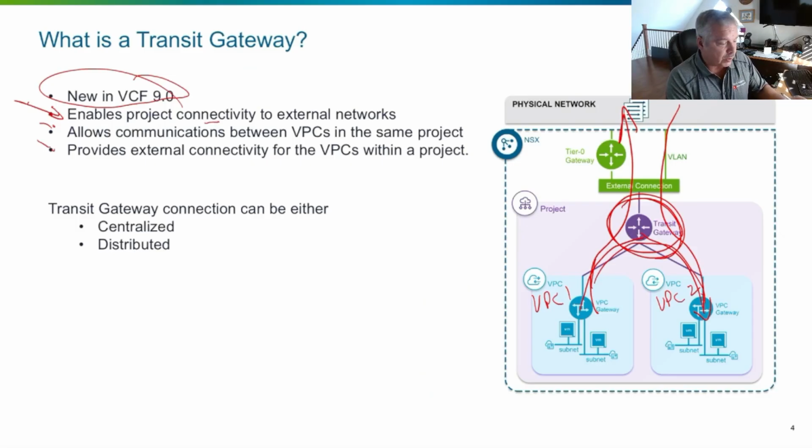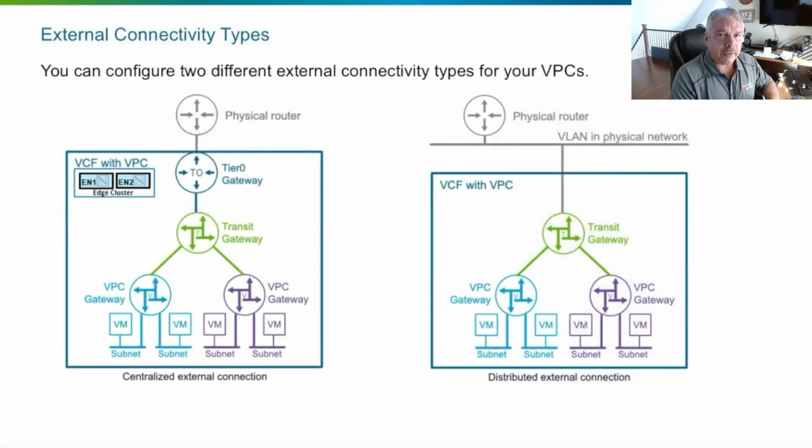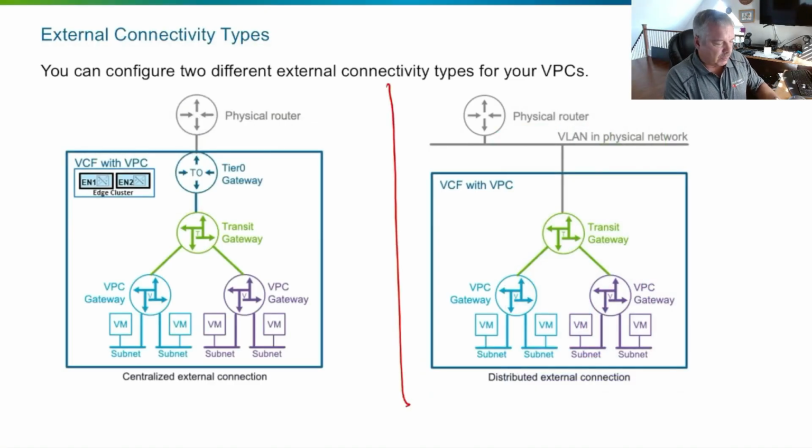Now there's two ways we can spin up a transit gateway. Two ways we could do this. We could do a centralized transit gateway or a distributed transit gateway, all right? So here are the two different connectivity types. The first one here, we'll just draw a little line down the center. The first one on the left is what we call the centralized transit gateway, right?